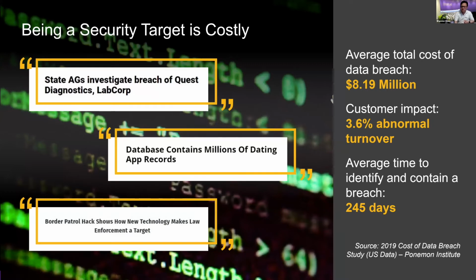So here are a few more headlines showing the breadth of the hackers' landscape. Medical records, personal data, law enforcement targets, a focus on economic gain. A few examples of how much one security vulnerability can cost you: over $8 million, and loss of trust, if not counted.